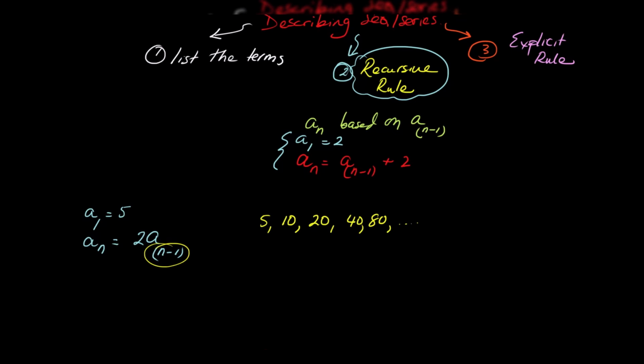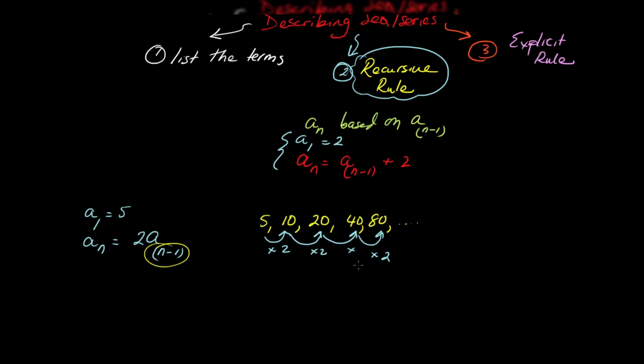As you can see, I'm using the rule to generate each term. I multiply this by 2, and this by 2, and this by 2, and this by 2. Now, this is an example of a sequence that was generated not by first writing out or listing the terms, but by giving two pieces of information. One, the first term, and secondly, a recursive rule. In other words, a rule that allows me to get a sub n based on the term that was before.